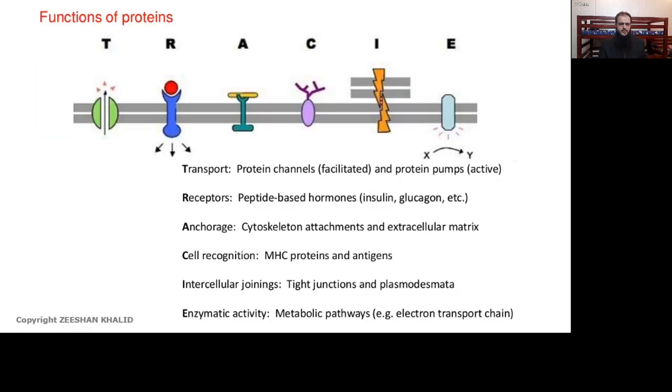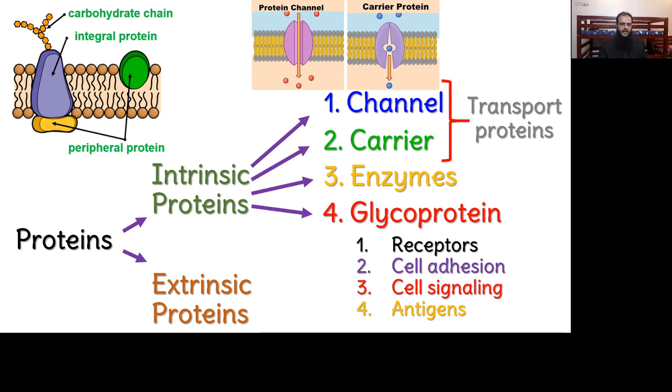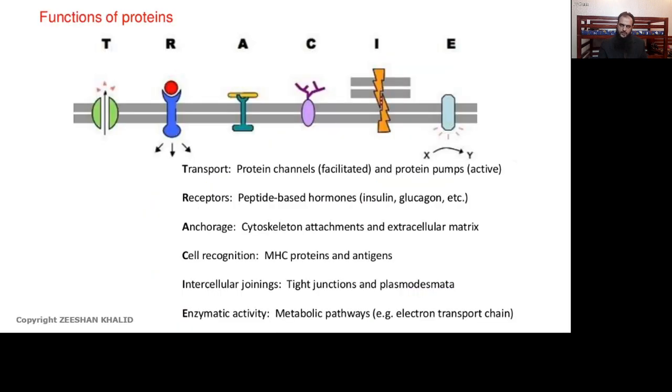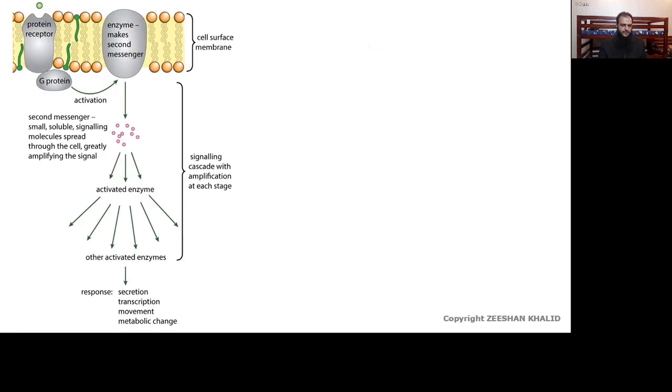There's another way to understand and to remember different proteins and their function. This is an acronym, TRACIE, okay? T stands for proteins which are responsible for transport. R stands for proteins which are responsible for receptors. A for anchorage. C for cell recognition. I for intracellular joinings. And E for enzyme activity. This is a good slide that I saw on the internet, so I thought of putting it up. I would still rather go for this particular categorization, but this is also a good way you can remember different proteins and their functions.